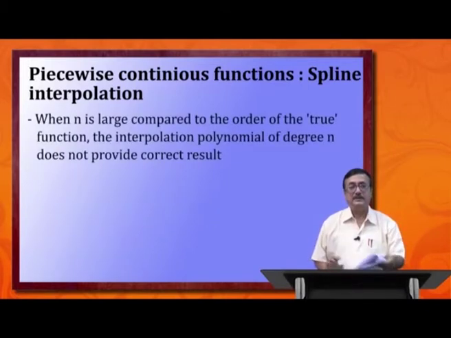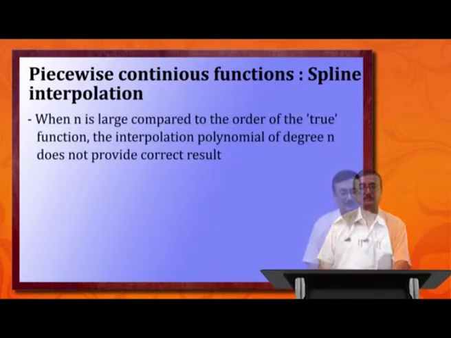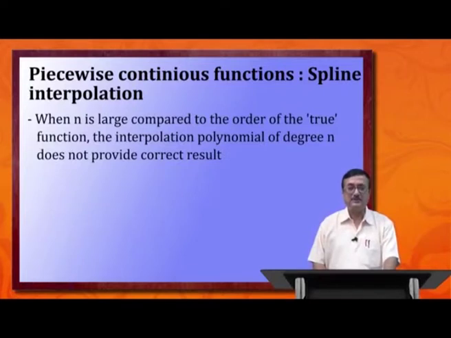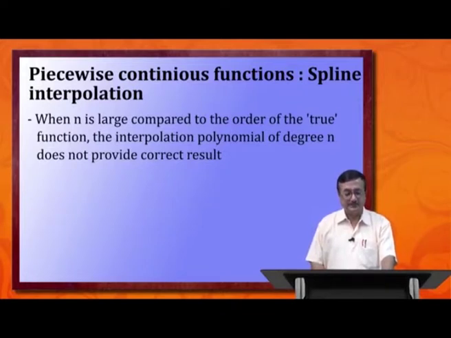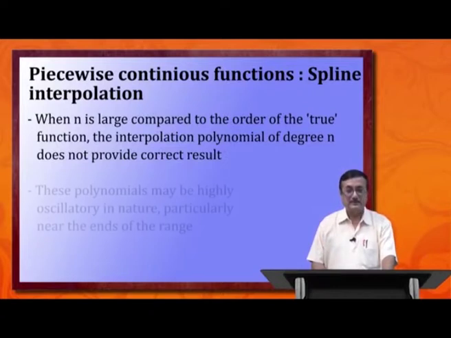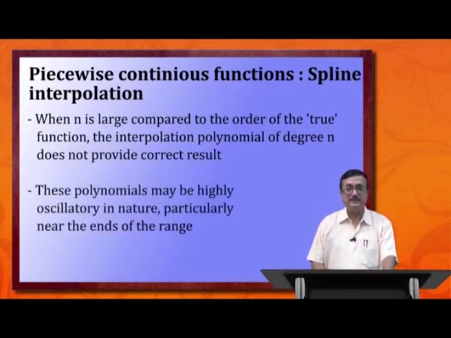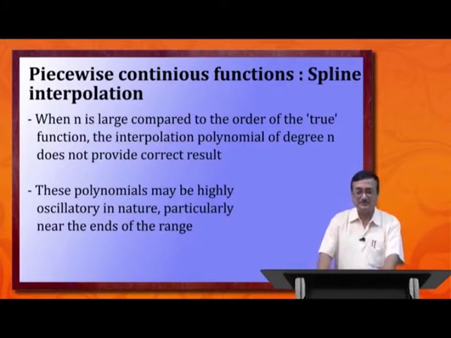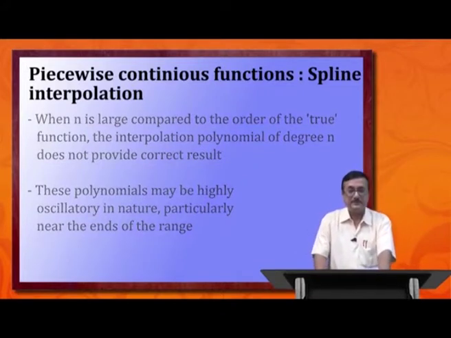When n is large compared to the order of the true function, then the interpolation polynomial of degree n does not provide the correct result. This polynomial may be highly oscillatory in nature, particularly near the ends of the range.